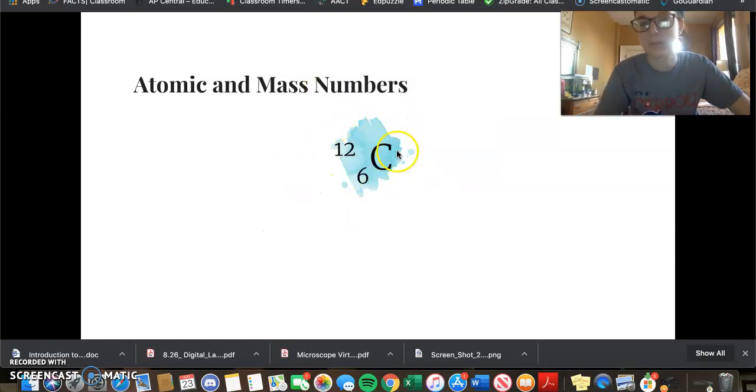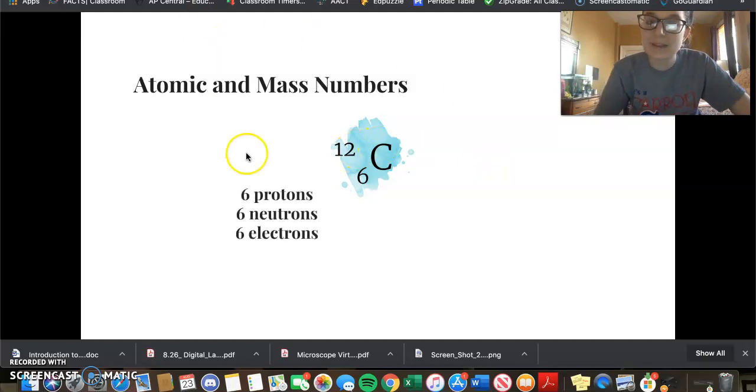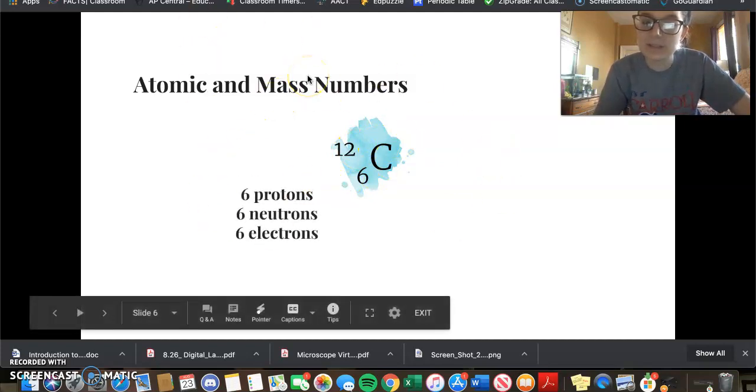So here we have carbon 12. The atomic number, 6, tells us the number of protons and electrons. To determine the number of neutrons, we have to do a little bit of math. So remember that the mass number up here is the sum of protons and neutrons. So to find the number of neutrons, all we have to do is subtract 6, the number of protons, from this sum, and we get 6. So in this isotope, we have 6 neutrons, 6 protons, and 6 electrons.